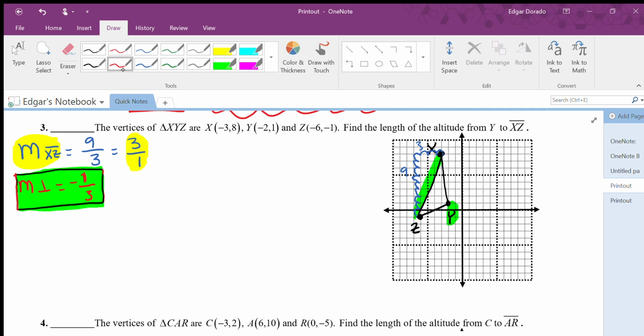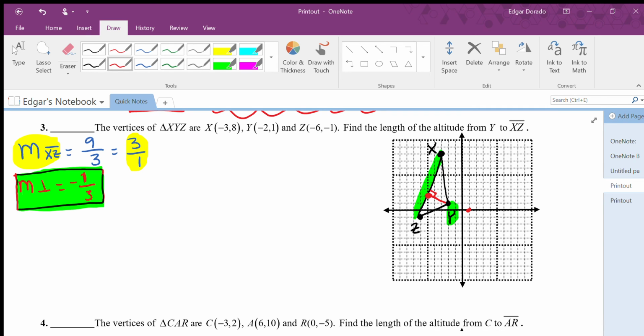So, starting from y, if you go down 1, right 3, you're going to end up on this side. So I don't want to be over there. I could do the exact opposite. I can go up 1, left 3. This is my altitude right here. Once again, I made a 90-degree angle, so that is my altitude. So I have my altitude. I'm all good to go. Now I just have to find its length.